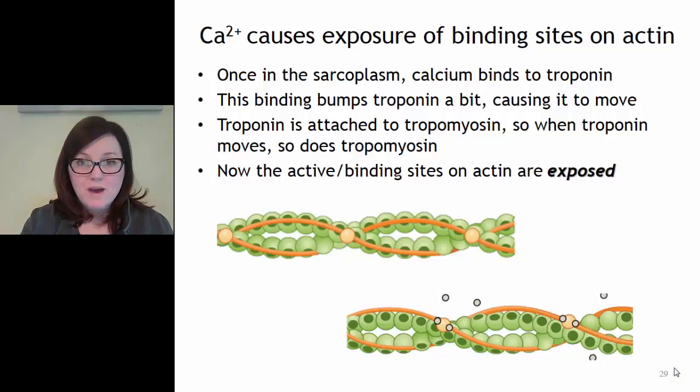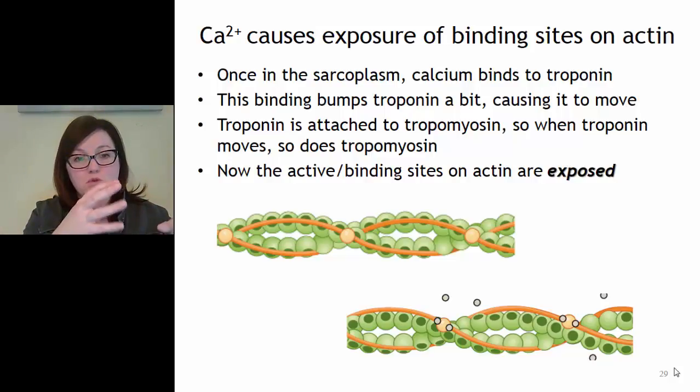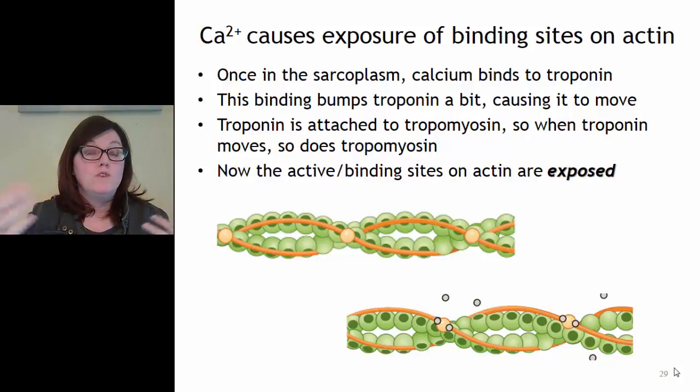Why do we need these calcium ions? Right? Calcium ions cause exposure of binding sites on actin. Once the calcium ions are in the sarcoplasm, the calcium ions bind to troponin. This binding bumps troponin just a little bit, causing the troponin to move. When the troponin moves a little bit, it moves its attached tropomyosin too. When the tropomyosin moves, it reveals the binding sites on actin.